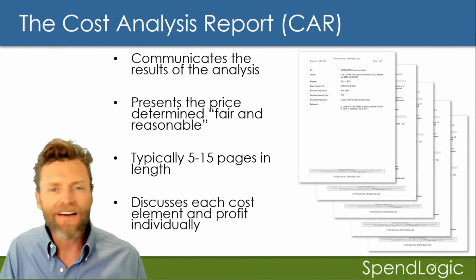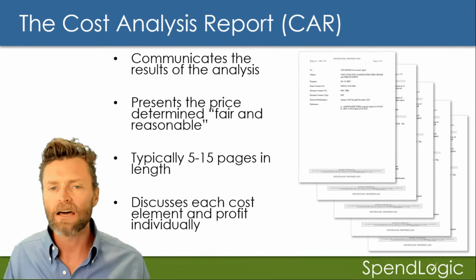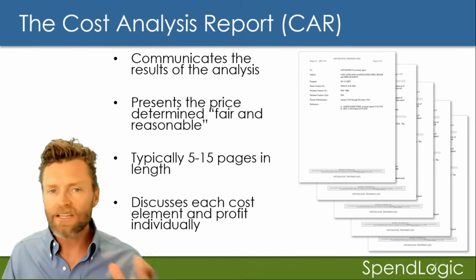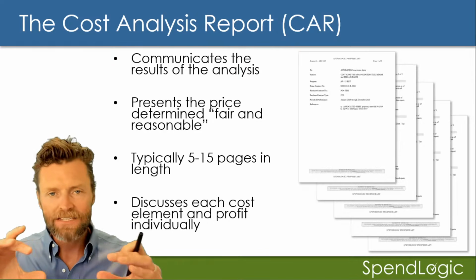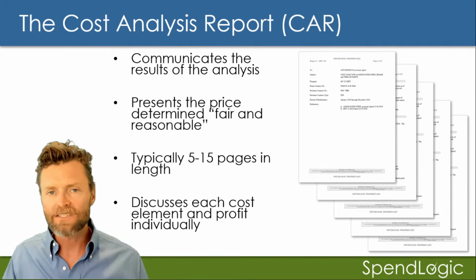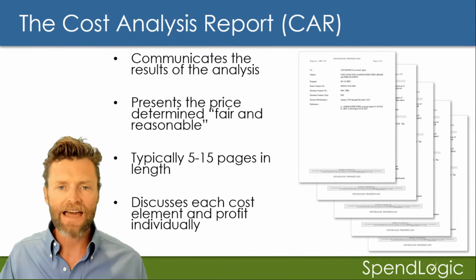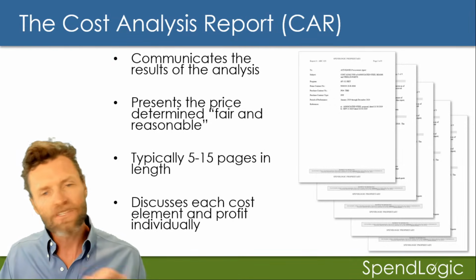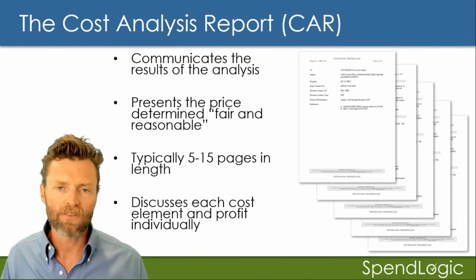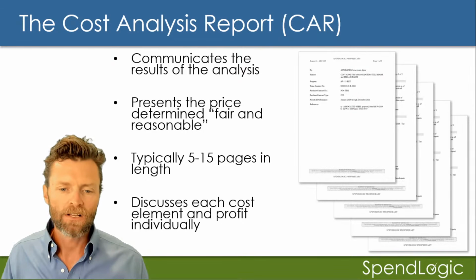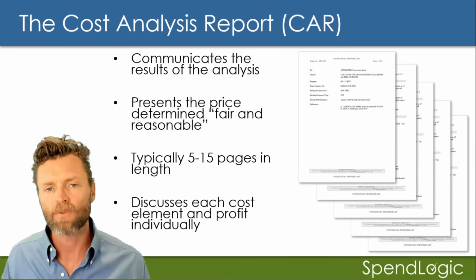Okay, it's typically 5 to 15 pages in length. There's a lot of boilerplate in there and a lot of formatting. It peels like an onion. So you start at the very top of the cost analysis with the big total price, and then you break it down into its pieces, and everything should flow upwards. When you look at the last section of the report, the numbers in the last section should be traceable up through the report to get to the very top number, the very highest price. You want to discuss each and every cost element as well as profit separately.